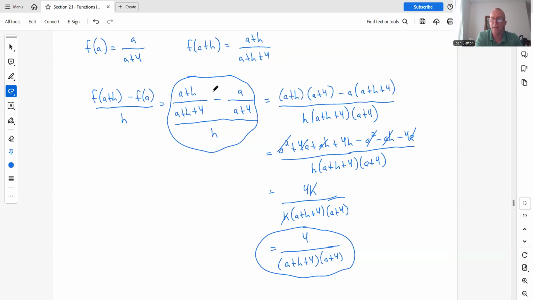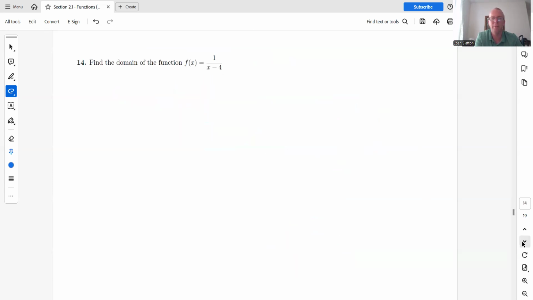So make sure you know how to set it up, and then hopefully your algebra skills are where they should be for taking it from there. All right, so the rest of these, I think, are finding the domain of different functions.